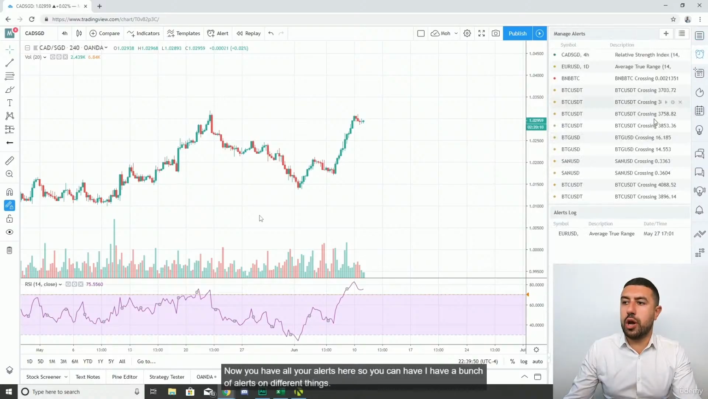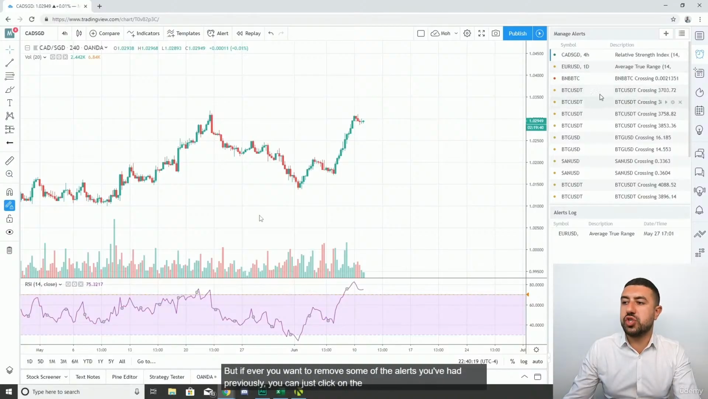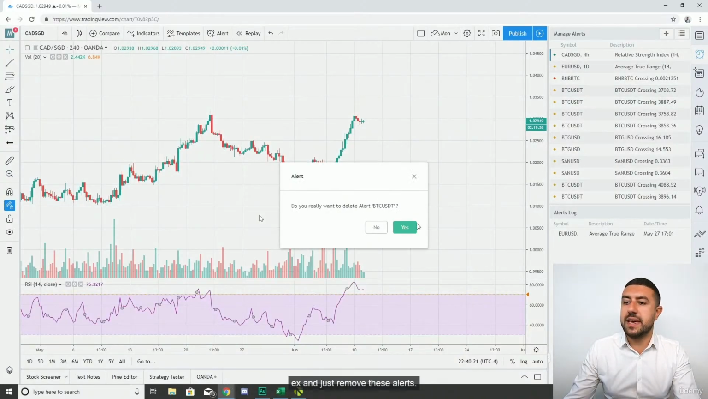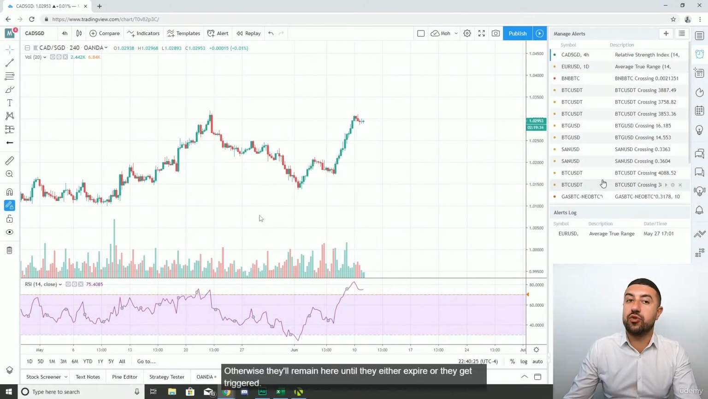Now, you have all your alerts here, okay? I have a bunch of alerts on different things, lots on Bitcoin here, but you have your alerts right here, and when that alert is triggered, it won't show up here anymore. But if ever you want to remove some of the alerts you've had previously, you can just click on the X and remove these alerts. Otherwise, they'll remain here until they either expire or they get triggered.